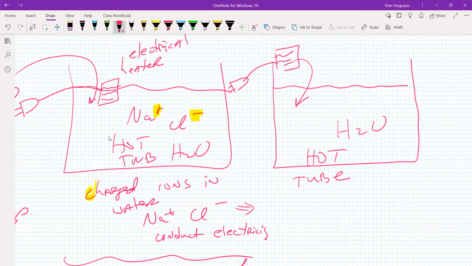So pure, I'm saying pure water, not purified water, because purified water is pure water, and they add salt back in for taste. But if you get pure water, distilled water, it will not conduct electricity because there are no charged particles in it. Okay, does that make sense?